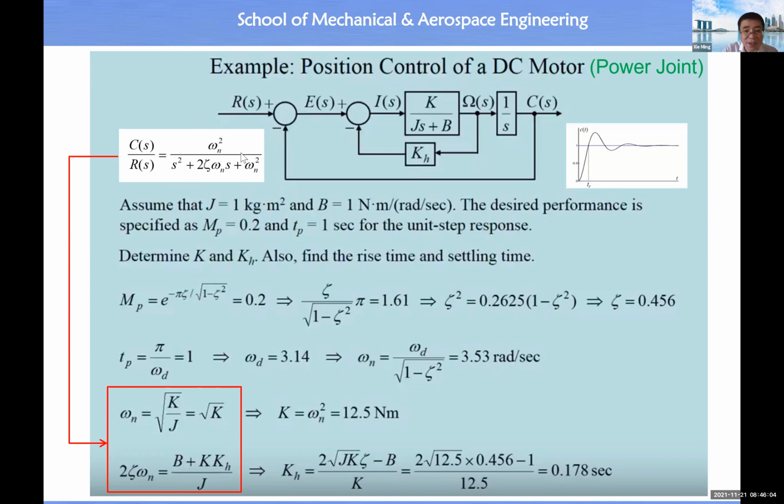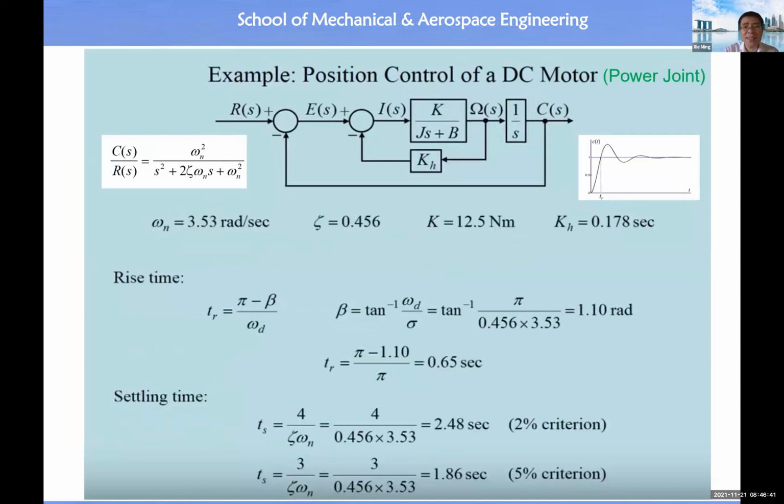Because this final transfer function has omega n equal to the square root of K divided by J, and in this case J equals 1, then because we know omega n, we can calculate K. K equals this one. And from this equality, since we know zeta, omega n and K, we should be able to know K hash. So calculate K hash in this way. Done already.